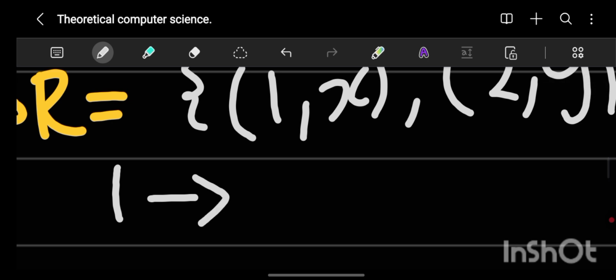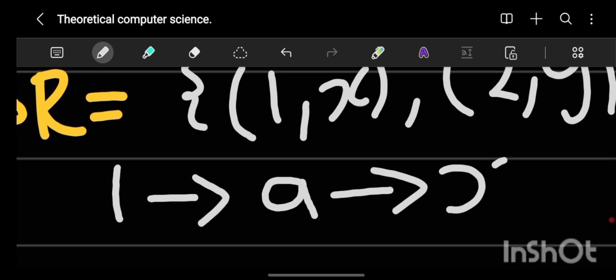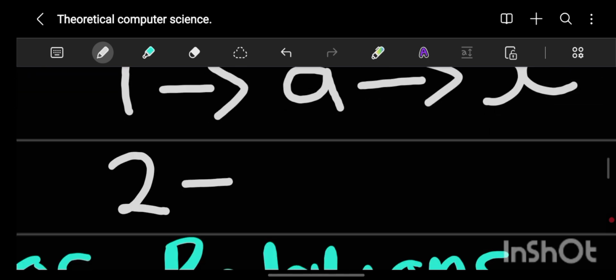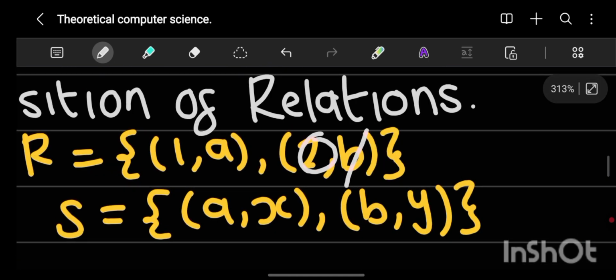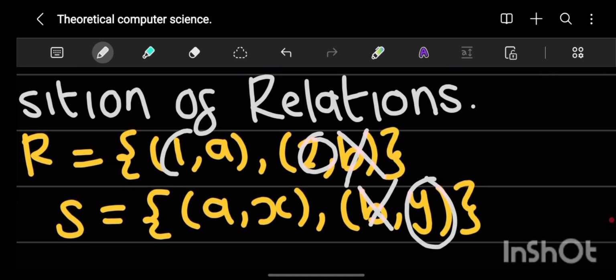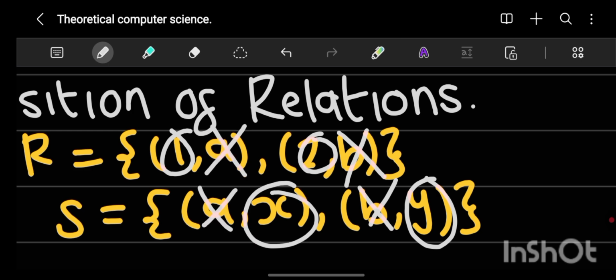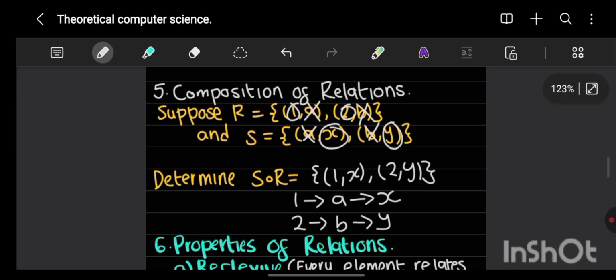You're going 1, and then you leave the A, you take X, and then you go 2, you leave B, and then you take Y. So 2, cancel the B's, take Y, 1, cancel A's, and then take X, basically. So that's how you do compositions.